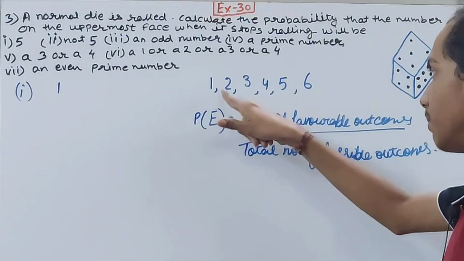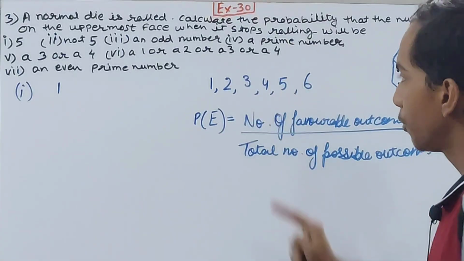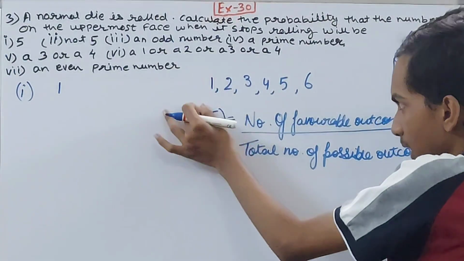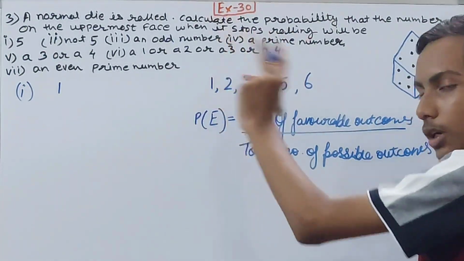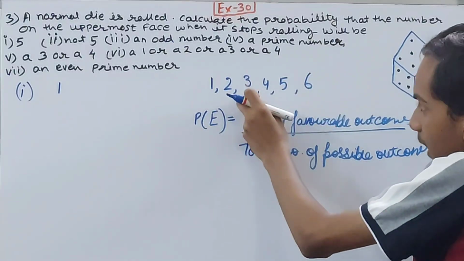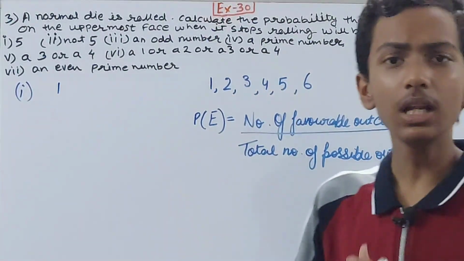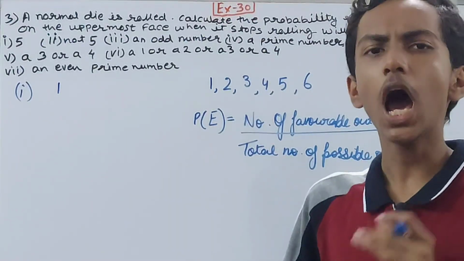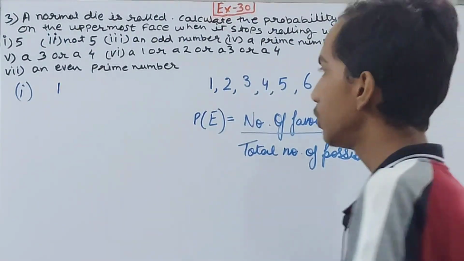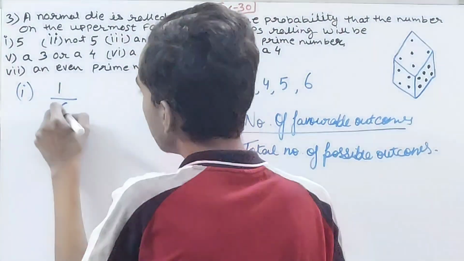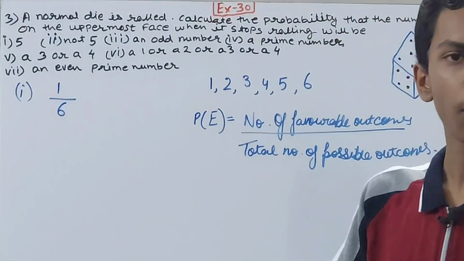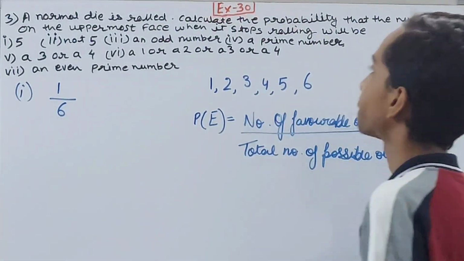You don't have to add 1 plus 2 plus 3, that's wrong. What you have to do is, this is one outcome, this is another outcome, total 2 possible outcomes, then third outcome, fourth outcome, fifth outcome and sixth outcome. Total outcomes that are possible are 6 in number. So you can write it 1 upon 6, right? And that is the probability, simple thing, fine.